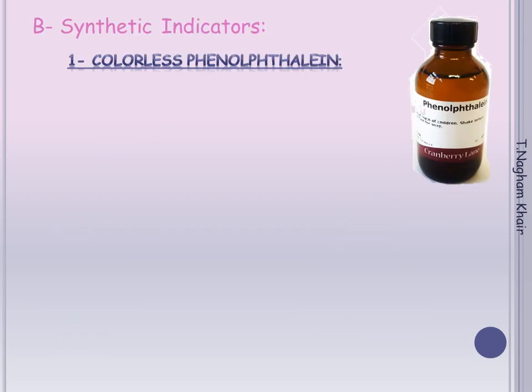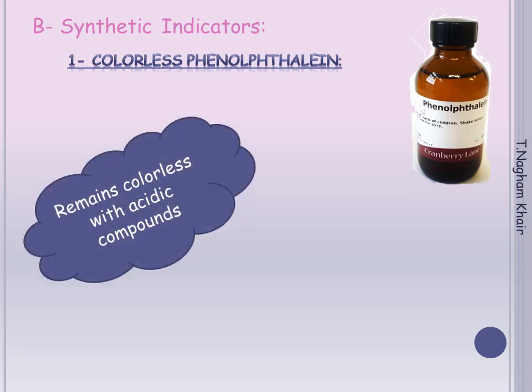Synthetic indicators. We will start with the phenolphthalein, which is colorless. It has no color. You have to know that phenolphthalein remains colorless with acidic compound. It does not change its color. So with basic compound, phenolphthalein becomes pink.